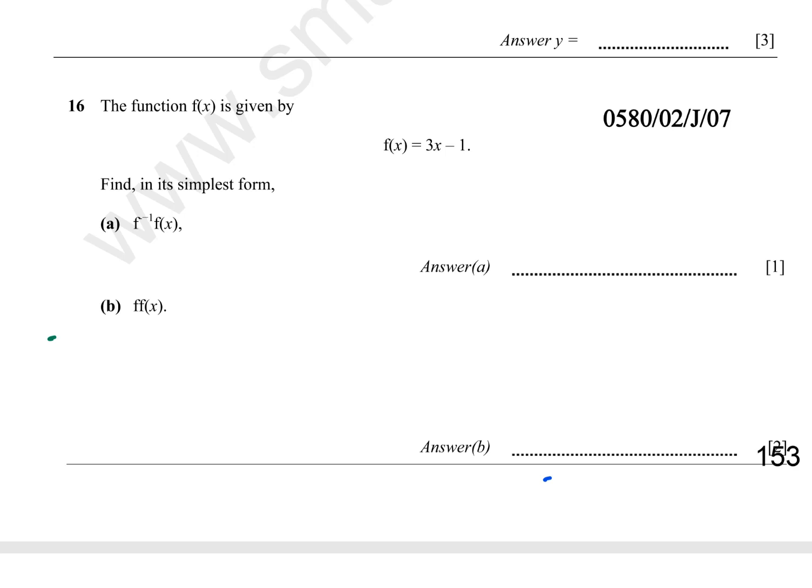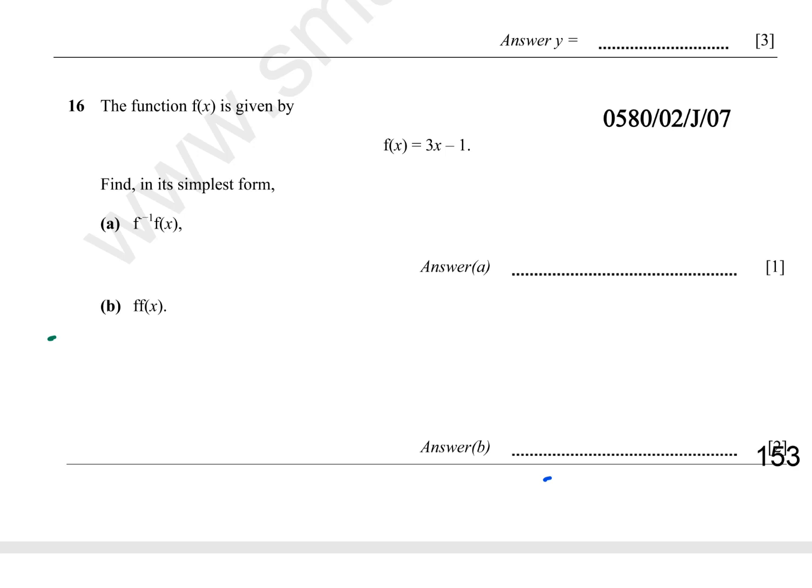In today's video, I shall explain to you past paper questions based on functions. This question has been taken from May-June 2007, paper 2, question number 16. The function f(x) is given by f(x) = 3x - 1. Find in its simplest form (a) f inverse f(x).